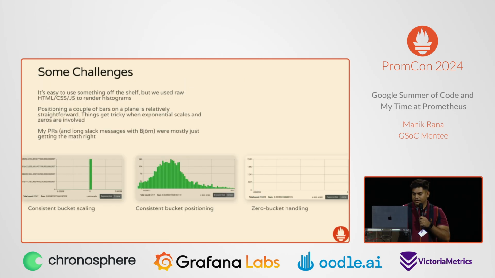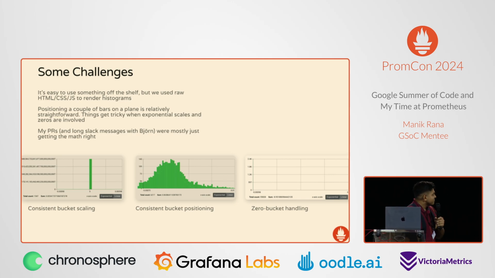Because it's pretty trivial to place buckets or bins of a histogram on a canvas. It gets a little bit tricky when you're trying to scale them for exponential axes. We could always use a plug-and-play solution, any Recharts or whatever, but we chose to use HTML, CSS, and JS, mostly because Julius had given me some starter code, and I thought it couldn't get too hard. But yeah, it took 4 months, so.